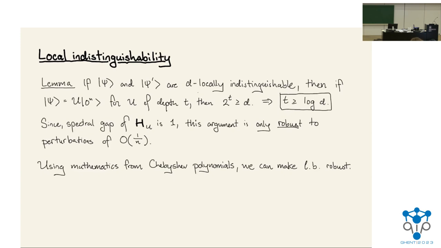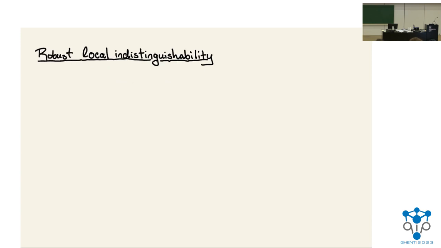So over two talks, you can see more of the argument. So let's try to make this local indistinguishability argument robust. Morally, what was going on? Well, when we were looking at this Hamiltonian HU, there was always this projector in the back of our mind, pi, which was 1 minus HU over n.